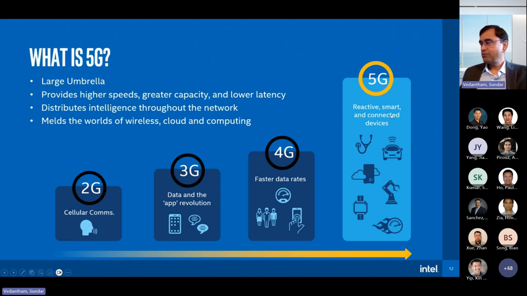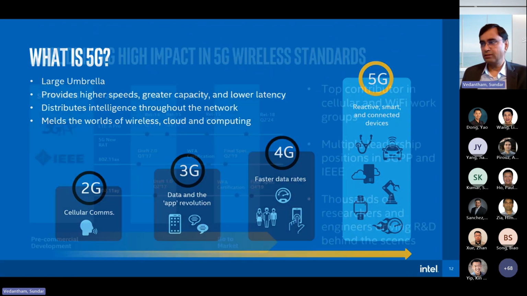But when it comes to 5G, it's not only going to be faster data rates, but it's going to be reactive, smart, and connected devices. And we keep talking about IoT, a ton of them coming in. So this is going to make 5G much more different. So let's dive into some specific characteristics of the few things that make 5G stand apart from 4G, and what it is making possible now that was not possible in 4G.